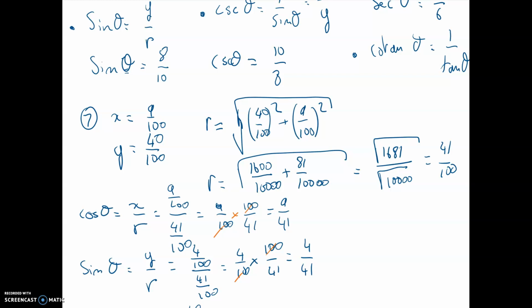By doing that, when you calculate the value of r through the Pythagorean theorem, you will end up with 41 over 100. If you are using x equal 9 divided by 100 and y equal 4 divided by 10, you are going to end up with a value of your hypotenuse much more complicated, because instead of having the square root of 10,000, you will have to calculate the square root of 10,100, and it's not very easy to deal with. It will give you a decimal number.